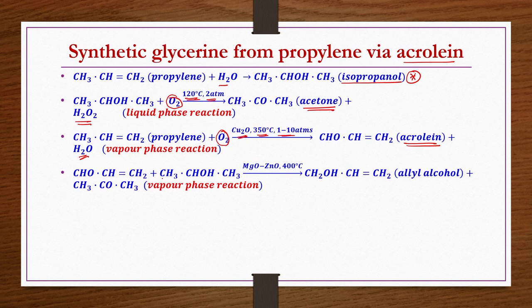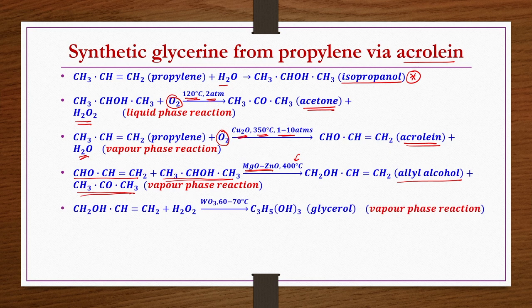This acrolein will react with isopropanol to give allyl alcohol. This reaction requires 400 degrees centigrade and a catalyst like magnesium oxide and zinc oxide or a mixture of both. This reaction also produces acetone as a co-product. Now, this allyl alcohol would react with the hydrogen peroxide that is produced here, using WO3 catalyst at 60 to 70 degrees centigrade, to produce glycerol.